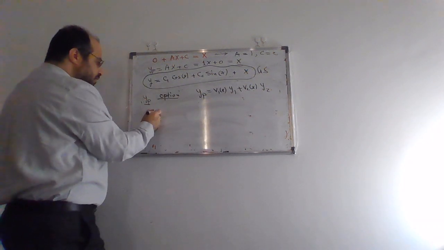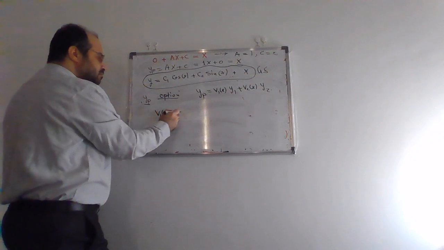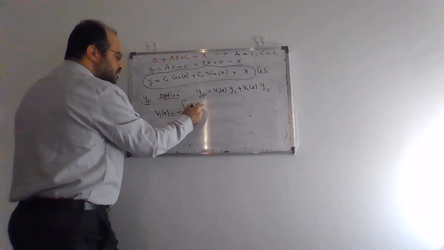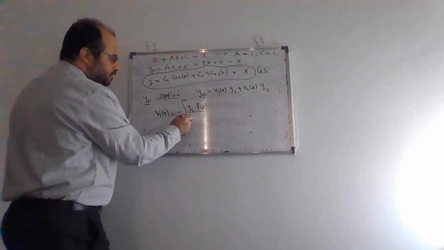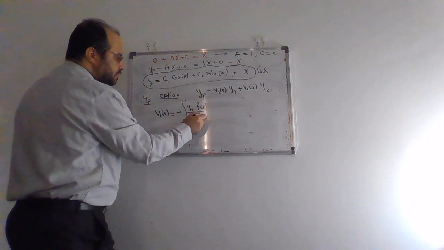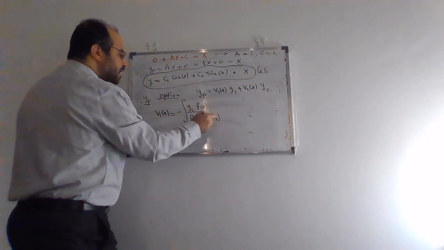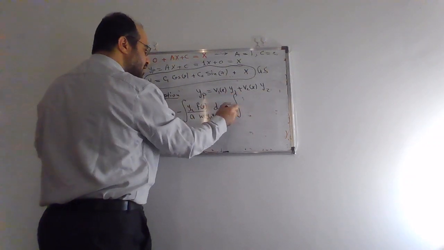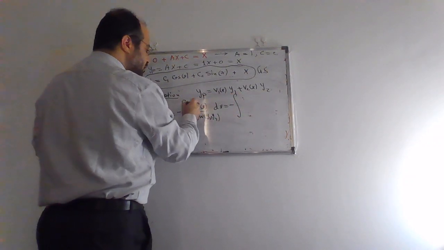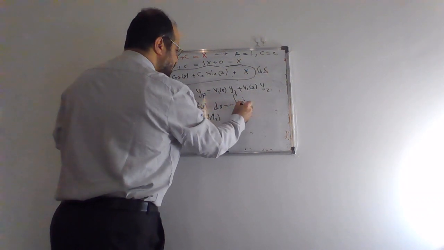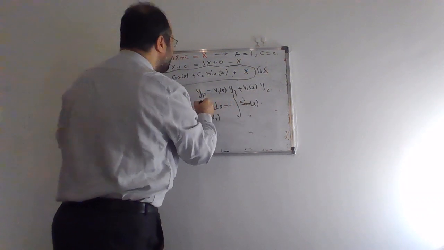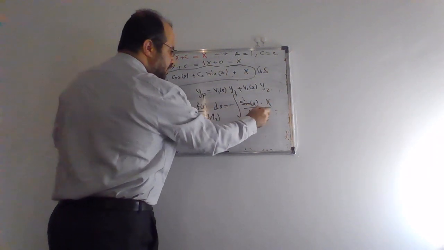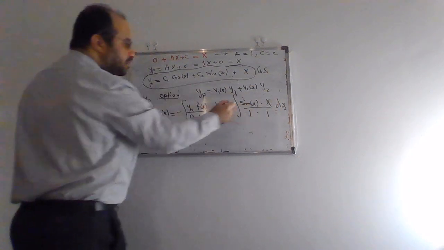Let me show you v1 of x now. It is minus the integral of y2 times f of x over the Wronskian of y1, y2. I already calculated the Wronskian for y1, y2 in the previous example. So we have a minus, y2 is sine x, f of x is now x, and the Wronskian is 1, dx. Now how are you going to do this integral?